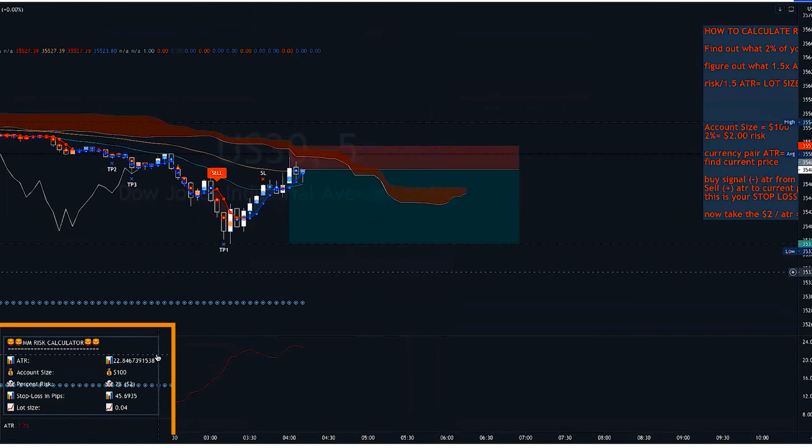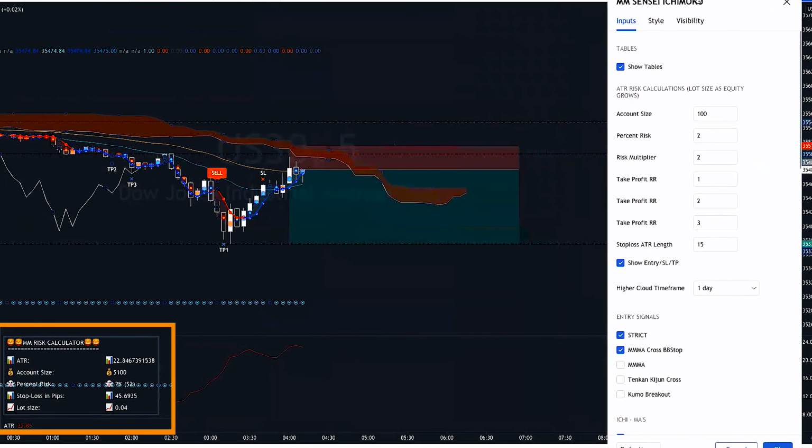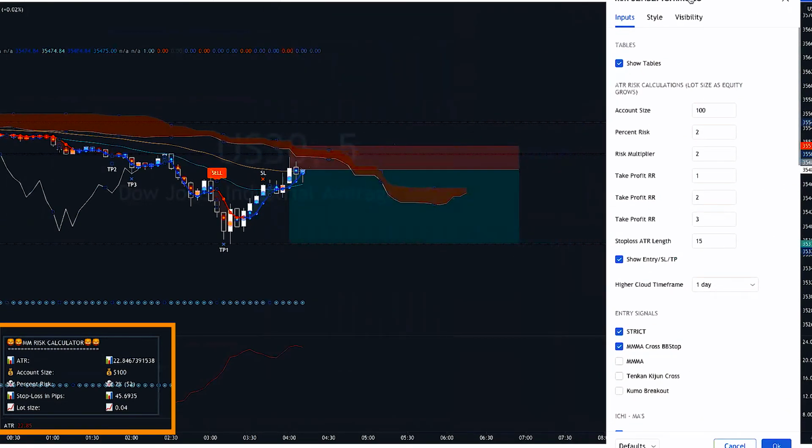So when you open up the menu here, the settings of the Ichimoku, and again, this is built into all of my indicators. All you have to do is type in your account size, type in how much you want to risk. The risk multiplier is what you're multiplying your ATR by. So you can use 1.5 or you can use 2. I like using 2 when trading US 30 because it's a very volatile pair. It wicks strongly. So based on this multiplier, it's going to calculate your stop loss.